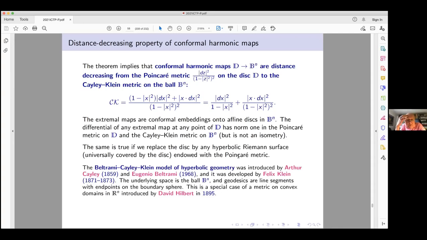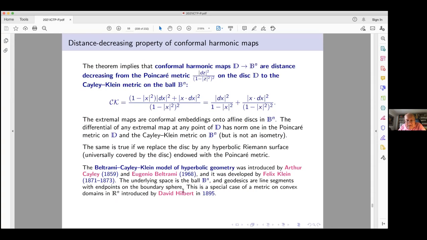And here are some comments about this metric. It was first described by Cayley as one of the important models of hyperbolic geometry. It was independently, about 10 years later, described by Beltrami. And then young Felix Klein, who was then in his early 20s, got very interested in this metric and wrote a couple of papers. And that's why it bears this name.